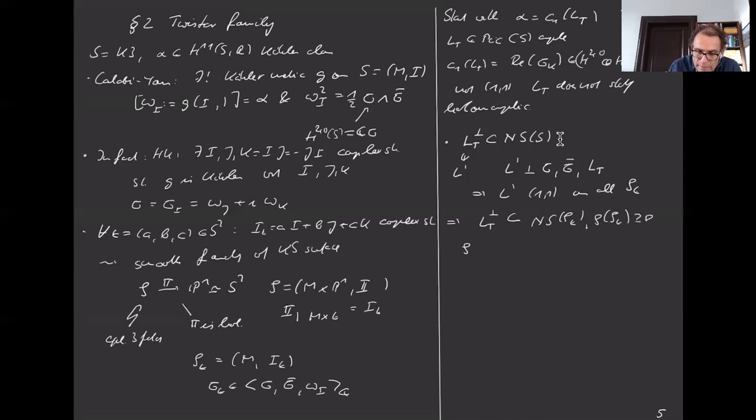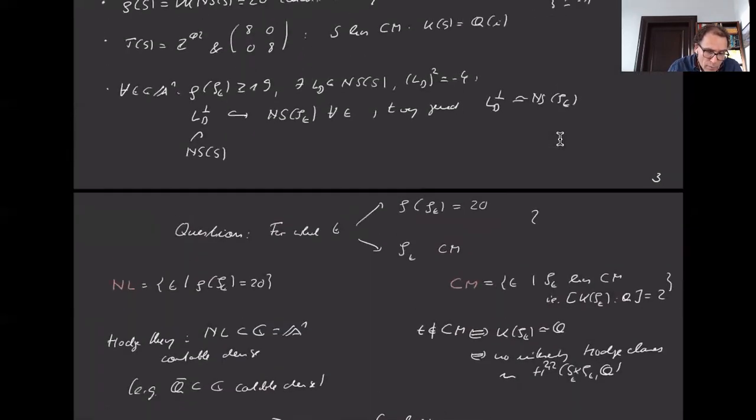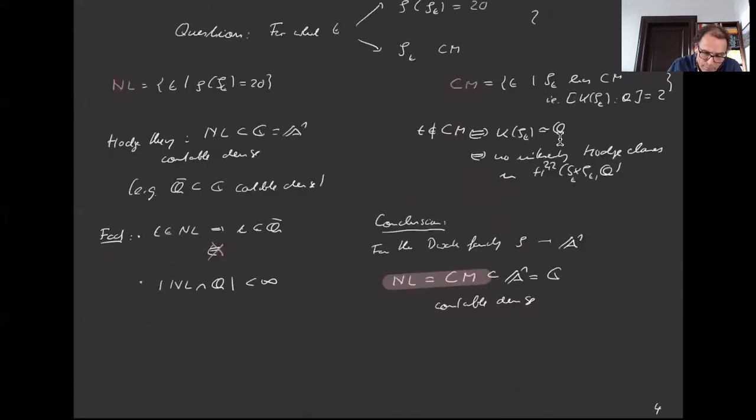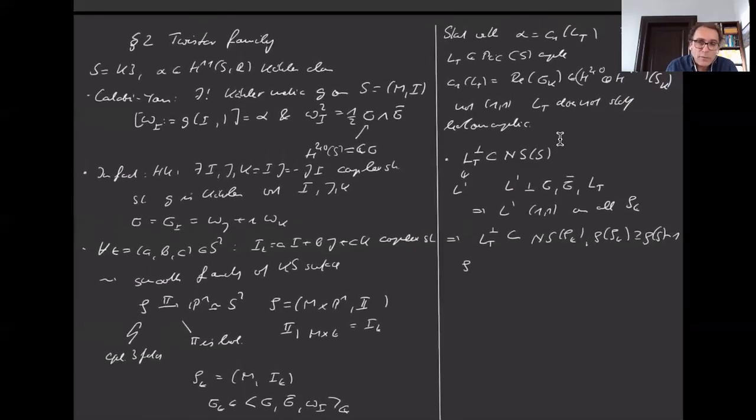has at least Picard number rho S minus 1. Sorry, I was just looking whether I introduced all the notations in the dwarf family case. I did, and for very general T, this is in fact an equality. Okay.